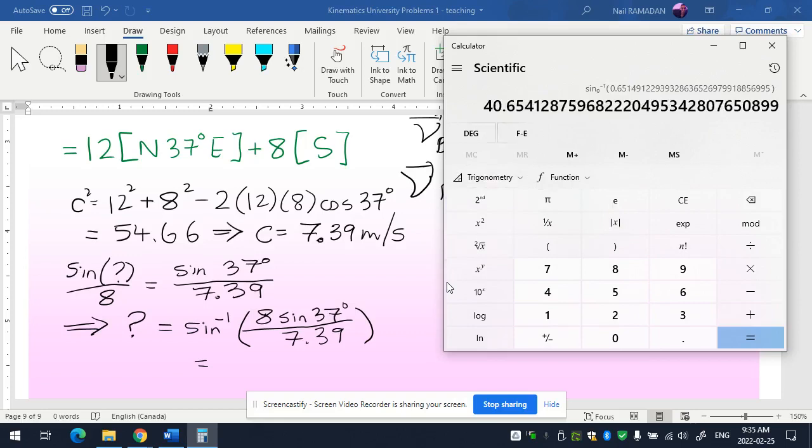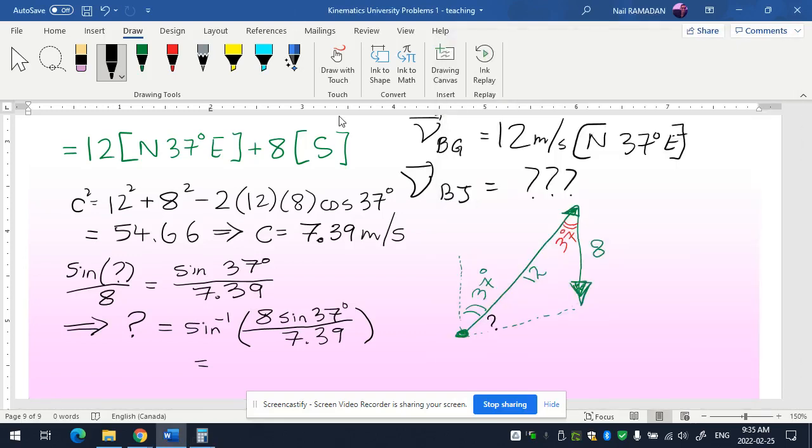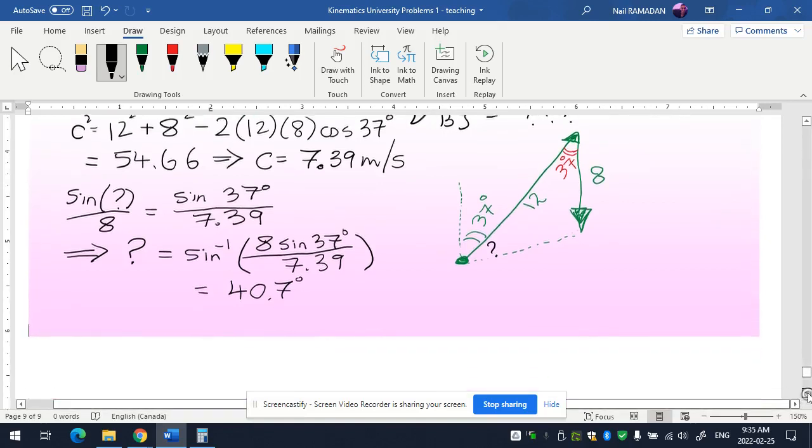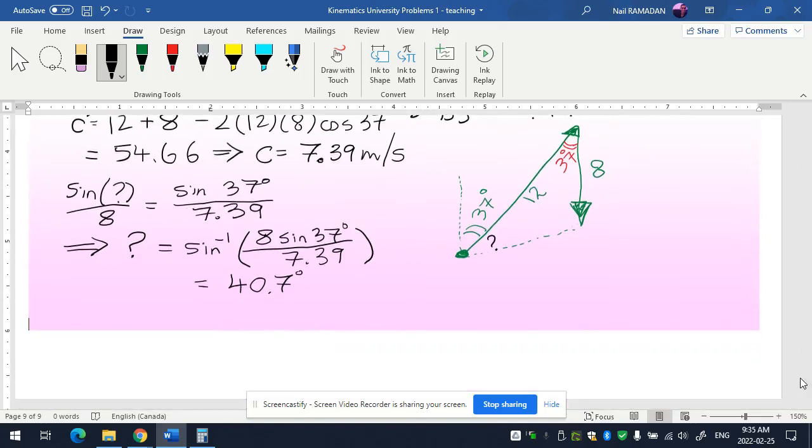How much is my angle? 40 point what? Point 7, actually. Okay, 40.7. Everyone, but that's only this much. Remember, we need something in a quadrant.